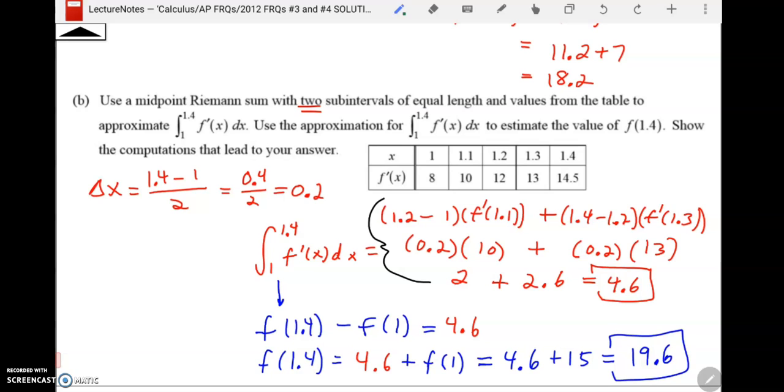And that's a little bit trickery. Something that you might not have known how to do on your own, but when you see it, you're like, okay, that's pretty simple. I get it. But the first part, the Riemann sum part, should be pretty straightforward.